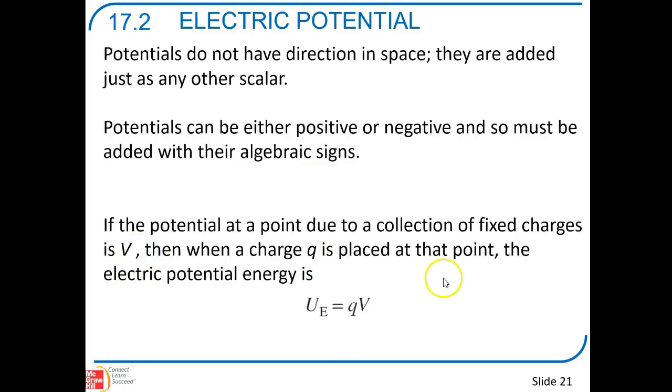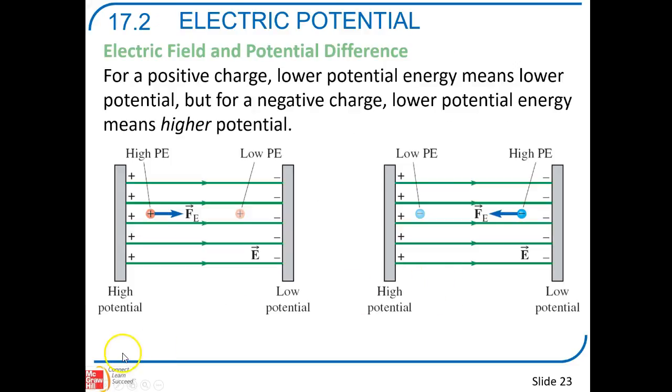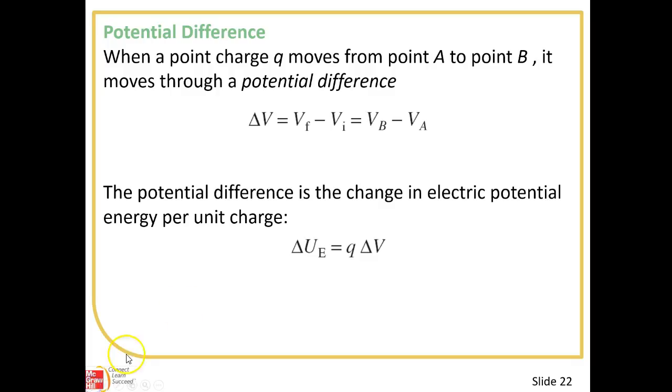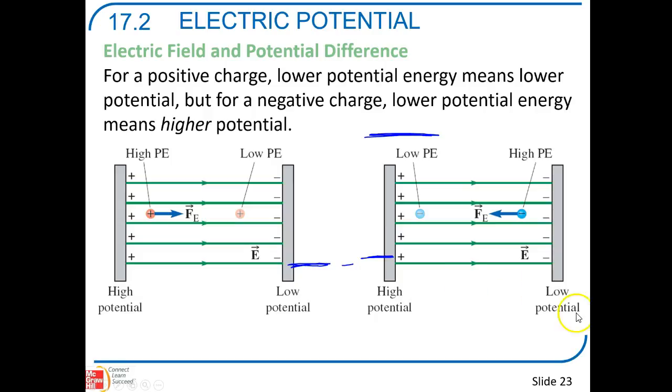If I want to know what the change in the potential energy is, the easiest thing to do, here I'm going to go back a slide, is just look at the change in potential. If I go from point A to point B, this is my final point, my original point, subtract the two, that gives me my change in potential. Take that times the charge, and that gives me my change in potential energy. Those are the equations you're going to use.